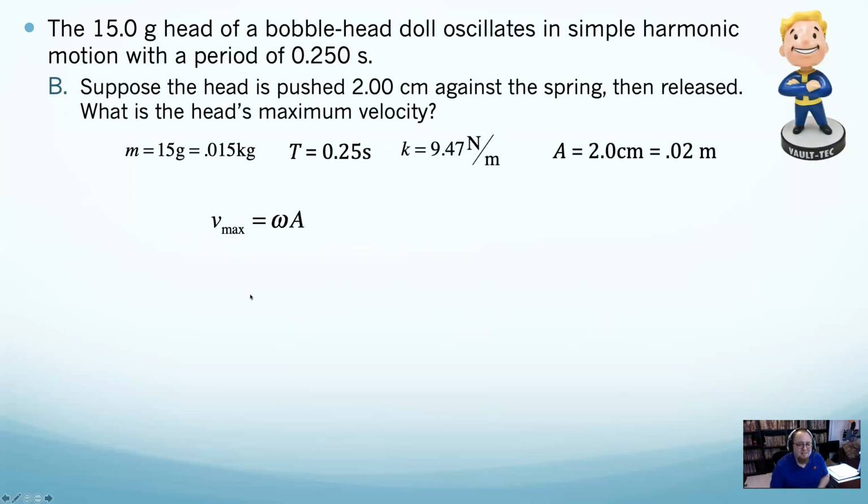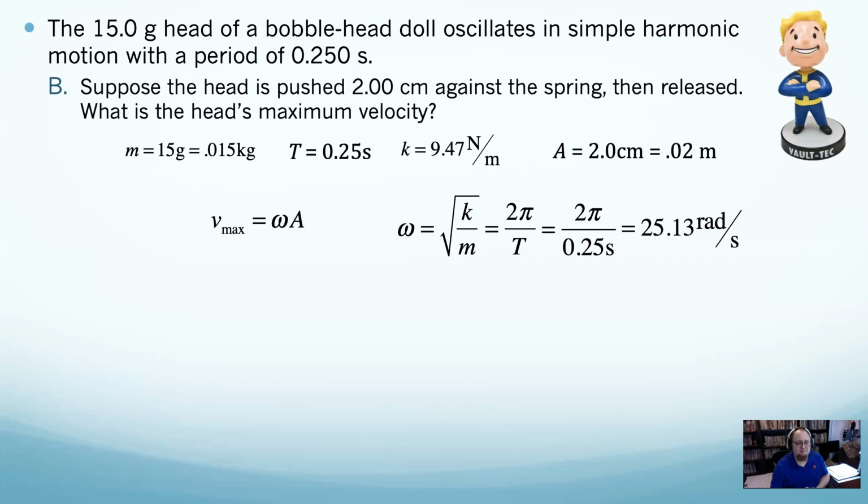And omega, I can either say omega is 2 pi over T, or I can use the square root of k over m. It doesn't matter which I use. I usually use 2 pi over T because when I have to square root stuff, I sometimes forget the square root. So I'll just say omega is 2 pi over T, which is 25.13 radians per second. And so v max is just omega times A. There's the value. Any questions here?